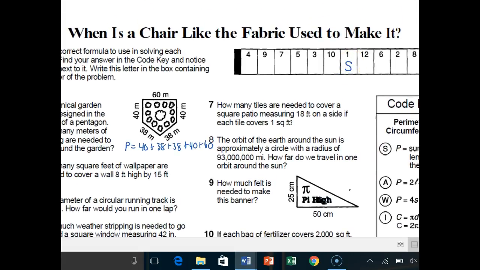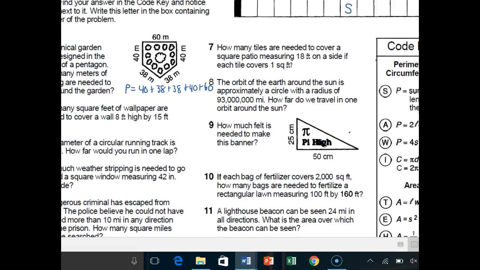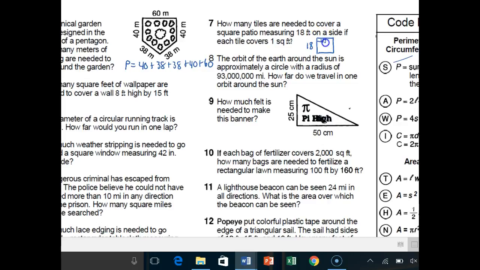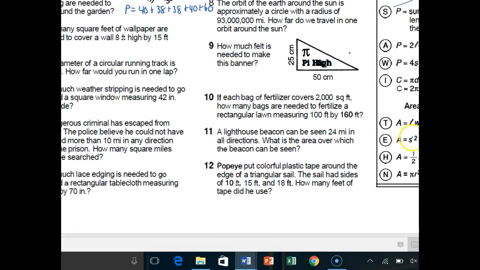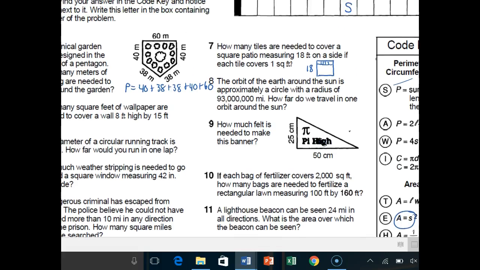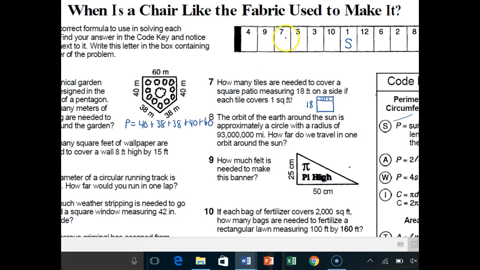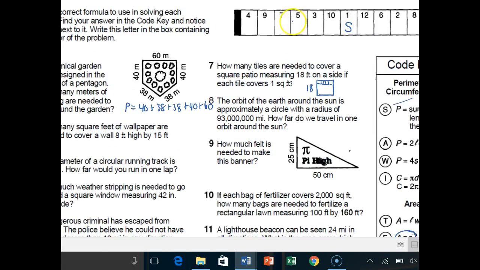So basically, they're giving you 12 different scenarios, and you've got to figure out which formula goes with that scenario. So like number 7, how many tiles are needed to cover a square patio measuring 18 feet on one side, if each tile is 1 square foot? Basically, well, what do you need for all this inside for 1 square foot? You've got to ask yourself, are we talking about the inside or outside? In that case, it's just the area of a square, right? A is equal to S squared. So on 7, you would put the letter E.